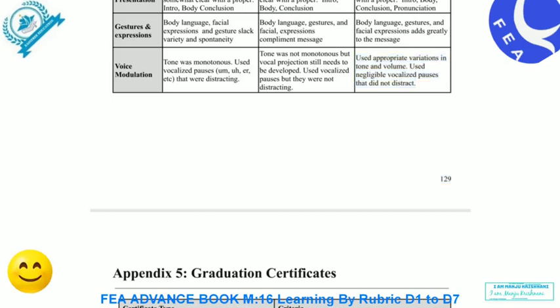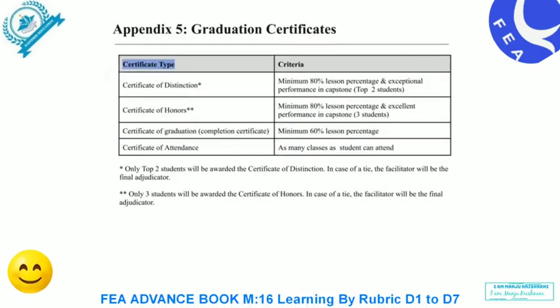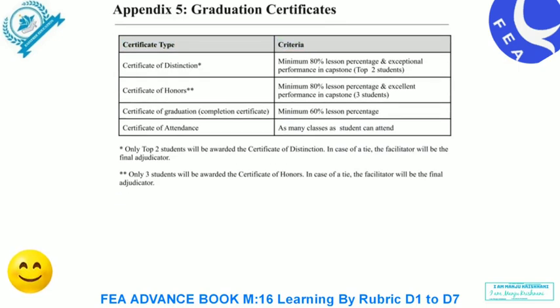129. Appendix 5, Graduation Certificates. Certificate type and criteria. Certificate of Distinction. Certificate of Honors: minimum 80% lesson percentage and exceptional performance in capstone, top 2 students. Minimum 80% lesson percentage and excellent performance in capstone, 3 students. Certificate of Graduation, completion certificate: minimum 60% lesson percentage.